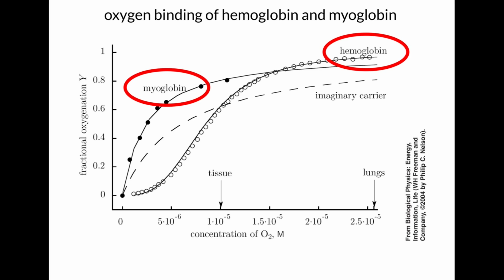Now there is a similar protein in our body, which is myoglobin, which takes care of oxygen transport within or very close to muscular tissue. And that has a very different oxygen binding curve. There you see a steep rise to a maximum. So the aim now is to explain the observed behavior.